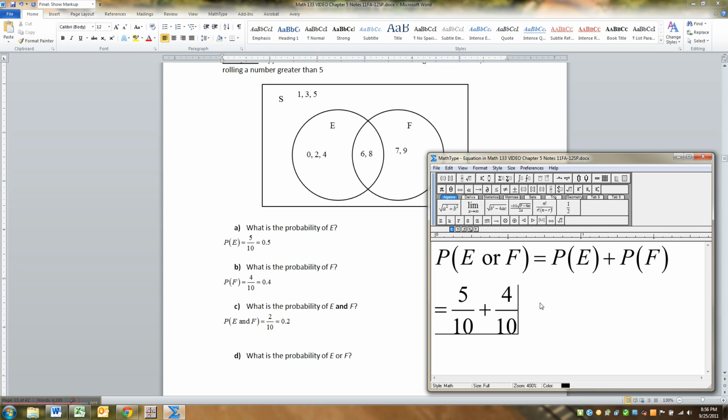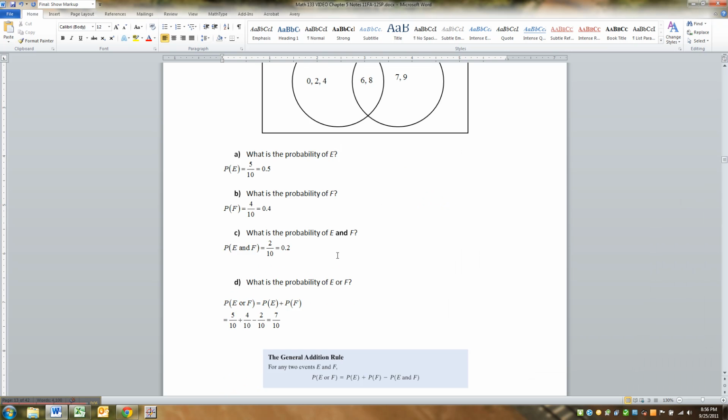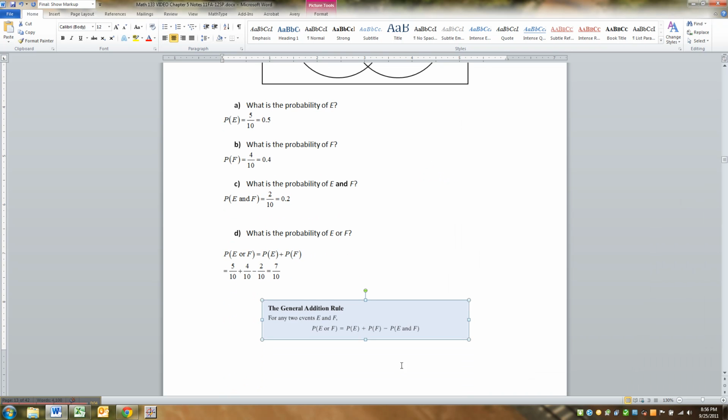See, the left-hand ring was 5, the right-hand ring was 4. But the problem is that gives us too many, right? That's 9. There's not 9 in there. Well, the problem is we've counted 6 and 8 twice. So you subtract the 2 out of 10 in the overlap, and then you've got it. It's 7 out of 10. Now, I know you don't need that big, long formula for this problem, but it's a formula you'll need later on, and there it is written out, the general addition rule.